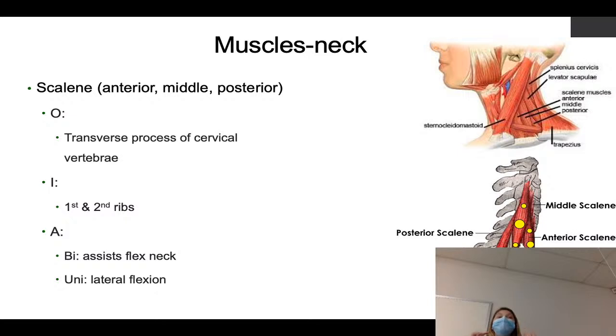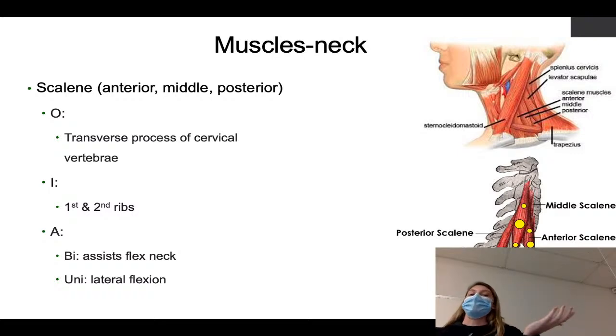Unilaterally, they will cause lateral flexion, so that's ear to shoulder. Your scalenes are one of the muscles we'll talk about with an injury, thoracic outlet syndrome. But what's interesting about their anatomy is that they're on that lateral side of your neck. What super important structures are on that lateral side of your neck, or kind of right here?